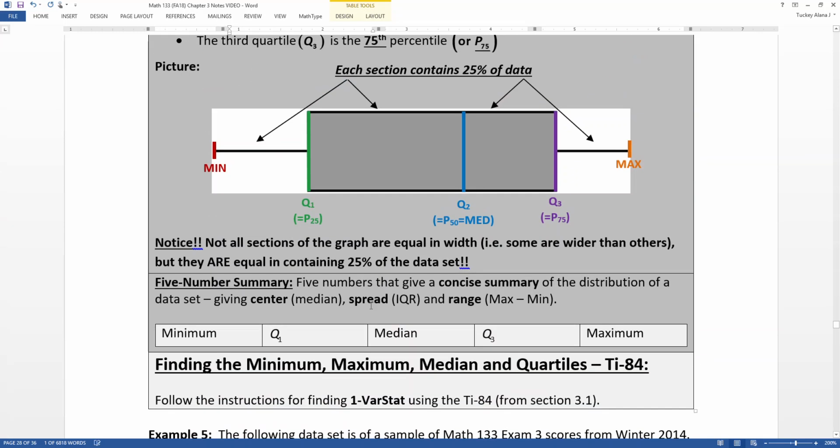Let me scroll back up here to the 5-number summary. Right? So the box plot gives them to you, because the box plot gives you the center line, which is the median. That's this blue one at Q2. And then it gives you the spread, the interior spread of the data, which is the width of the box from Q1 to Q3.